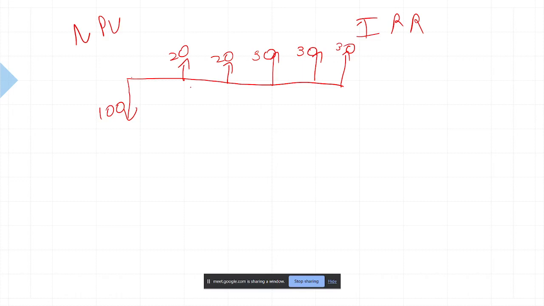So I have drawn a random cash flow. Can you guys follow it? I mean, it's for 5 years. For the initial 2 years you are getting 20, and for the next 3 you are getting 30, with an investment of 100. So net present value is when you bring all these to time equal to 0. Bringing all these to time equal to 0, you know the formula. You have been given the future worth. Now what you need is I.